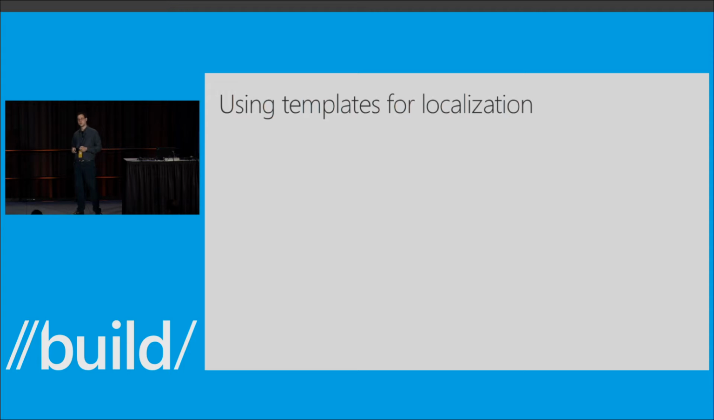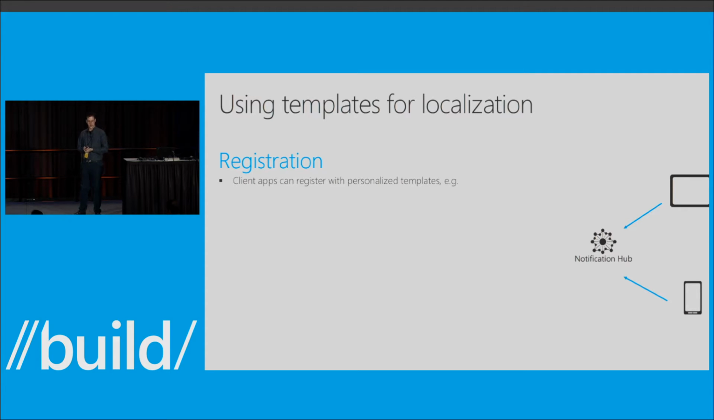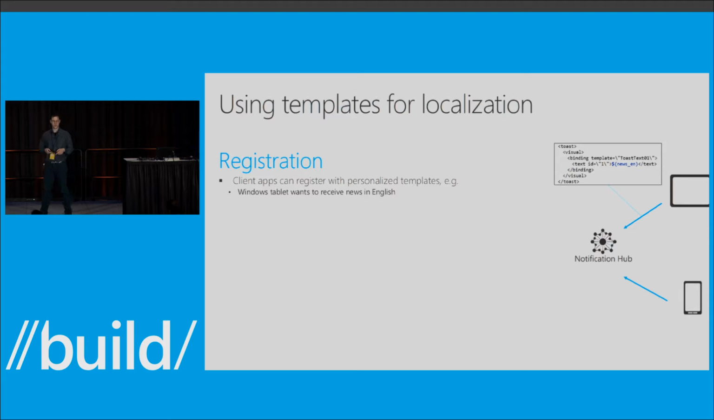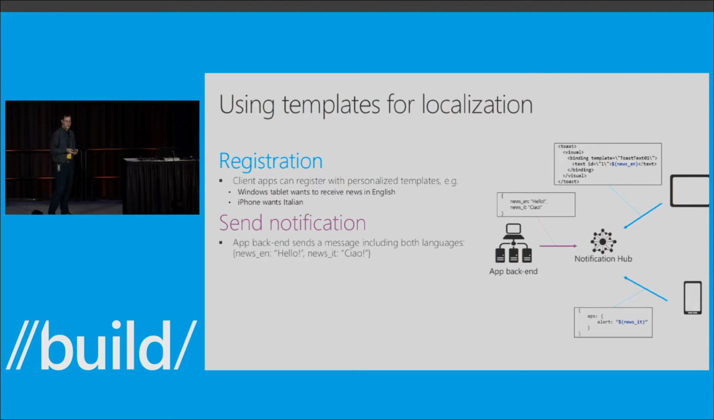Templates are also being used for localized notifications. So this is how the Winter Olympics app solved their problem. The client apps can register with personalized templates. So this specific Windows tablet is registering for news in English, and this iPhone is registering for news in Italian. You see that the properties are different. One is news_en, and one is news_it. When you send one notification, you send both payloads, and Notification Hubs takes care of crafting the correct payload for each device.